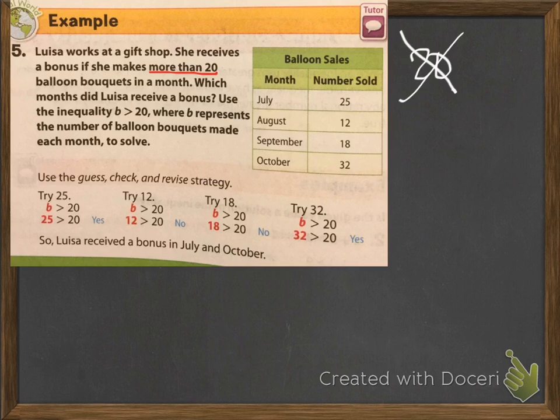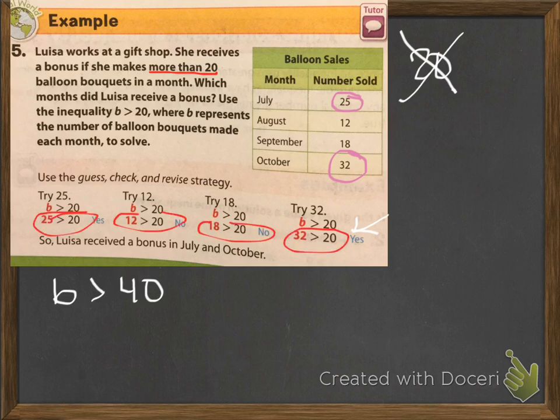Which months did Louisa receive a bonus? So before we read any further, let's look. She received the bonus in July, and she received the bonus in October. Use the inequality B is greater than 40, where B represents the number of balloon bouquets made each month to solve. Use the guess, check, and revise strategy. So as you can tell, they went ahead and put each one in right here. You can see they plugged it in here, here, here, and here. And it says, so Louisa received the bonus in July and October. So just like we said earlier, July and October.